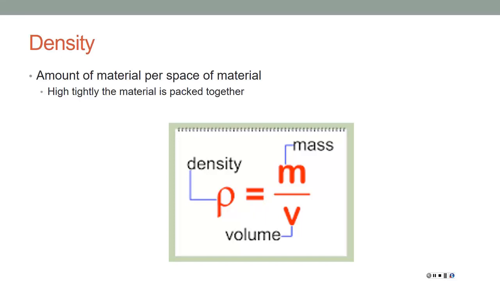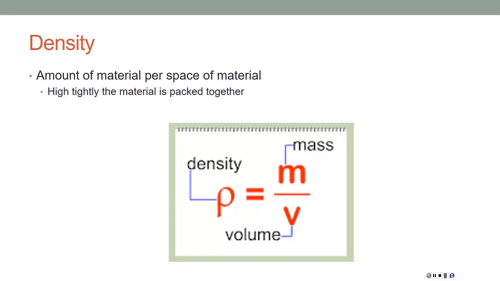But what density is, it just simply means the amount of material squeezed into a space. So if you've got more material in the same space, the density is higher. If you have the same amount of material but in less space, the density is higher. So just picture in your mind atoms or things being crammed into the space. The more things that are squeezed in, the more dense something is.